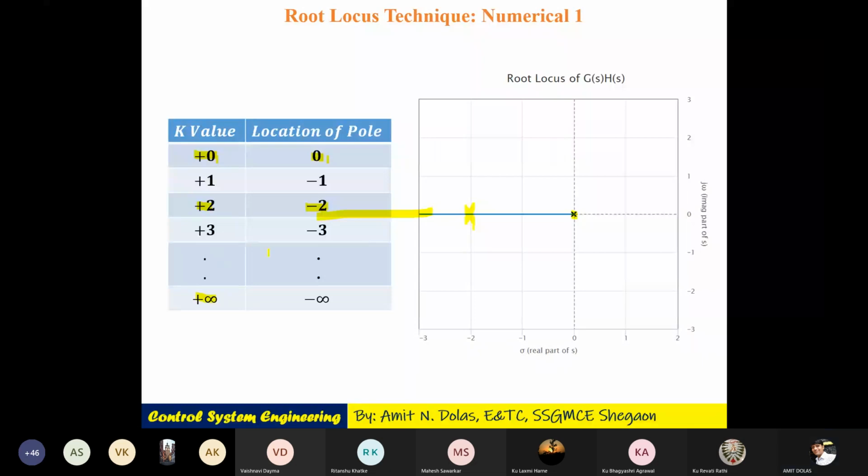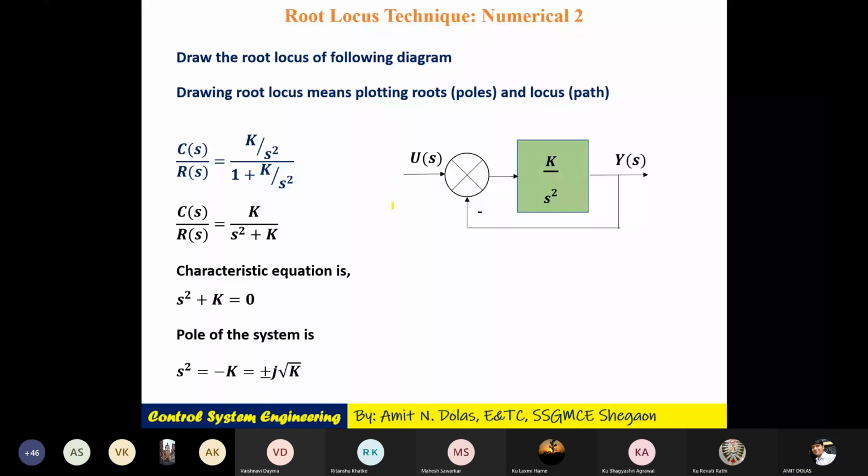Another diagram. Again, I'm asking, am I audible? Yes, sir. Okay, is PPT visible? Yes, sir. Okay.